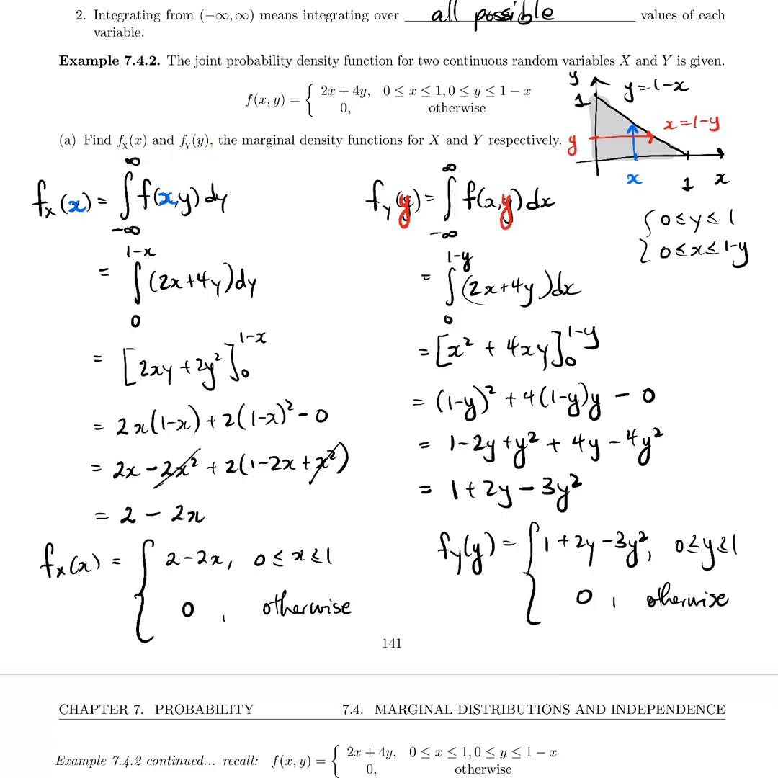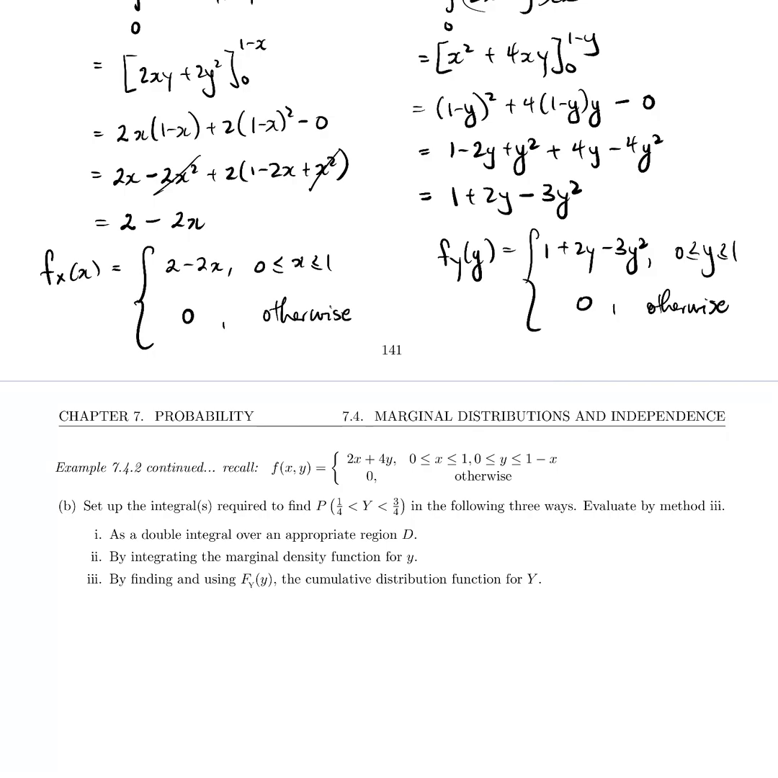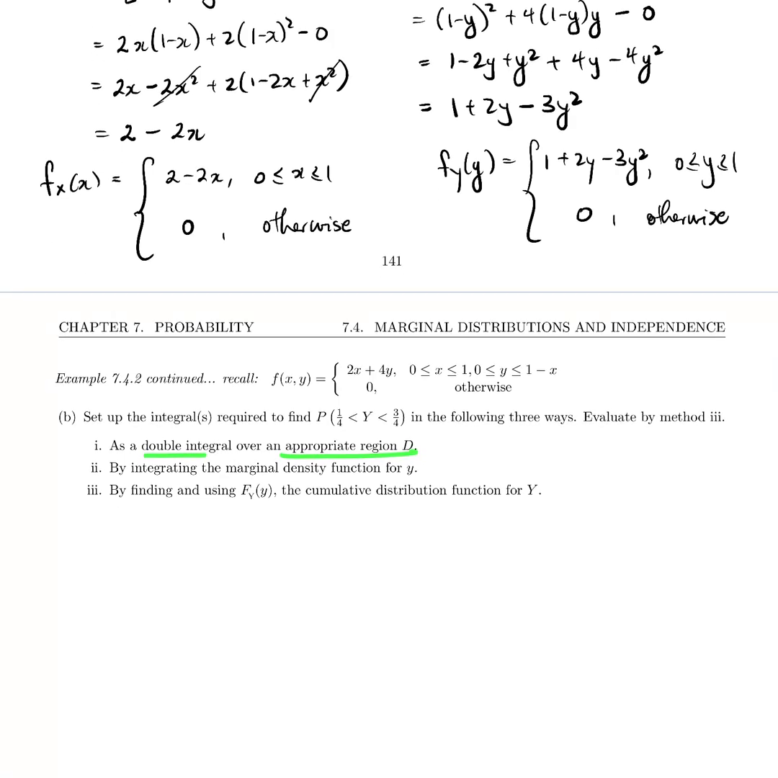Now let's look at part B, where we're asked to use one of them to find a probability. This says, set up the integral or integrals required to find the probability that 1/4 is less than y is less than 3/4 in the following 3 ways. And then we're asked to actually evaluate it by the third method. So the first is, if we didn't know about marginals, we would just do this as a double integral over an appropriate region D. So let's do that.